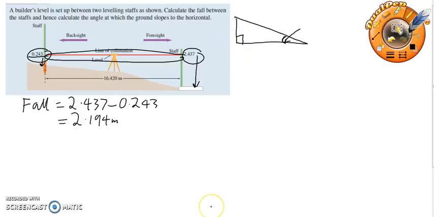We've got a 90-degree triangle, we can start looking at using trig. But we need some more information first. We need to know what we know. This is 16.42 meters. We can get that from the diagram. And why we bothered to calculate fall is because that's what the height of our triangle will be.